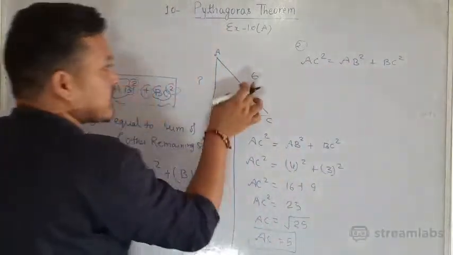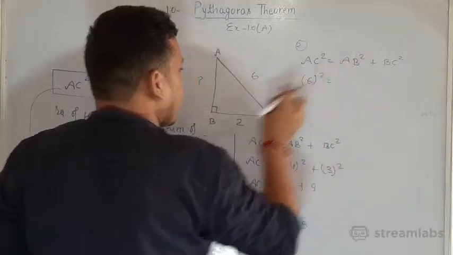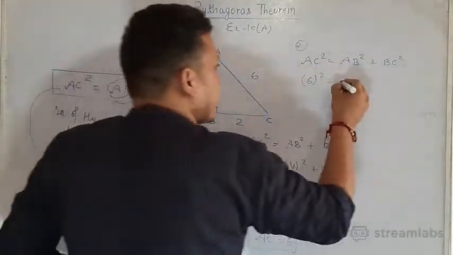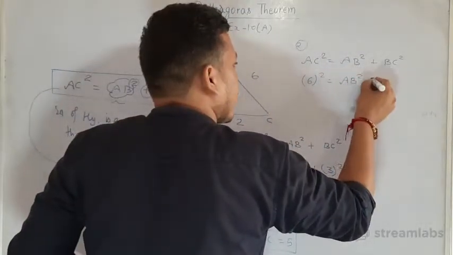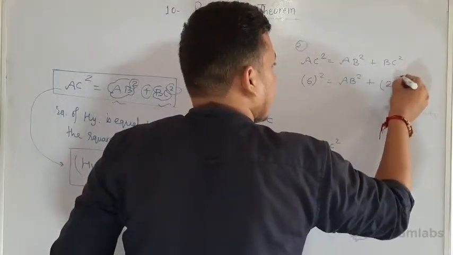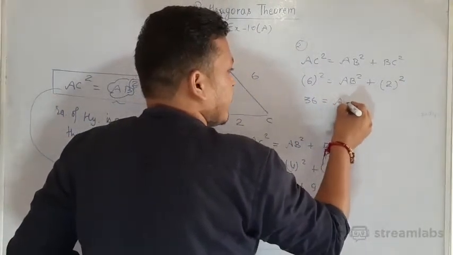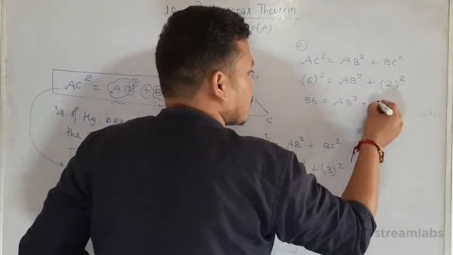To substitute the values, what is the length of AC? AC is 6 and its square. AB we need to calculate, so AB square, plus BC square. BC is 2, and its square. So 6 times 6, 36, is equal to AB square plus 2 times 2, 4.